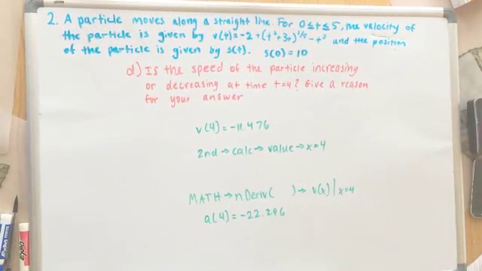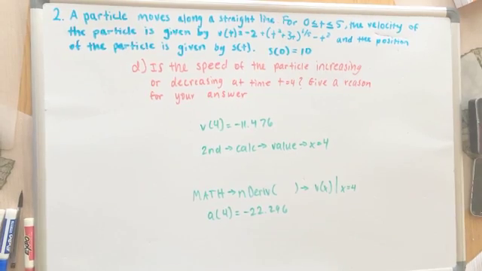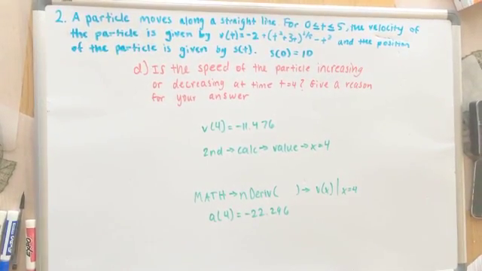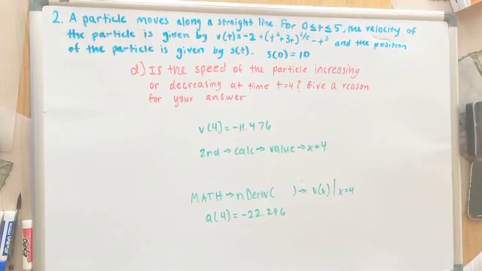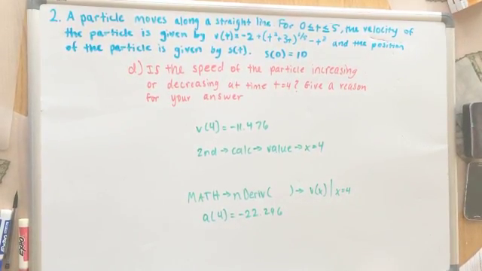Part D says, is the speed of the particle increasing or decreasing at time t equals 4? Give a reason for your answer. To find if the speed is increasing or decreasing at t equals 4, we need to compare the signs of the velocity and acceleration. If their signs are the same, the speed is increasing, and if they're different, the speed is decreasing.